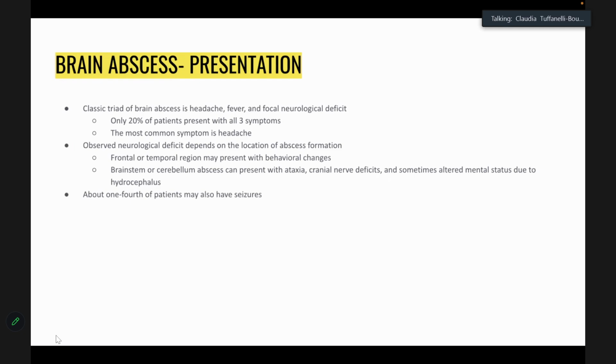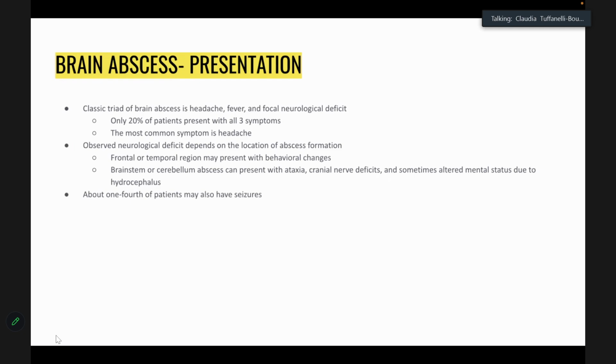The triad of brain abscesses is usually headache, fever, and then a focal neurological deficit. Whereas with the other ones it's not as common, focal neurological deficits are pretty common in these because the brain abscess is a space occupying lesion within the brain. So it's going to cause some changes. Most people don't have all three. They're just going to have one. And then the most common symptom is just a headache as the intracranial pressure increases.